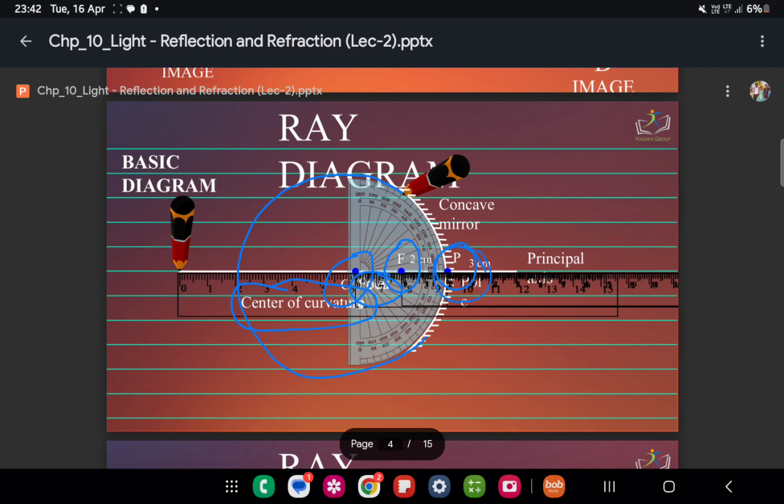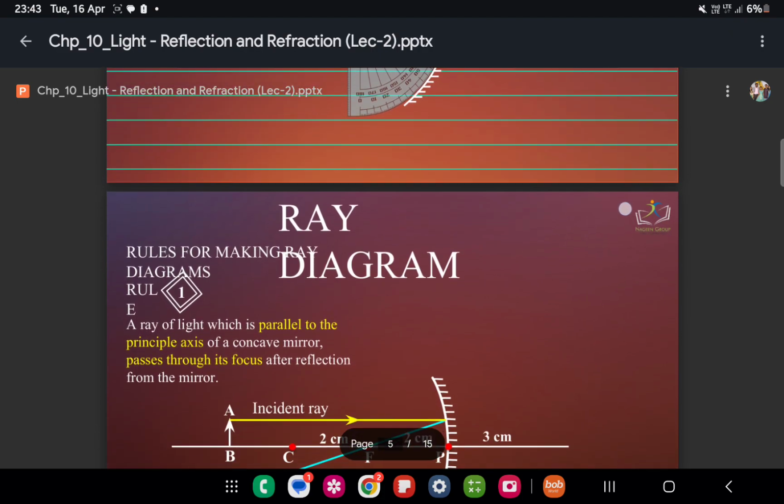And this straight line you are seeing here represents the principal axis. On this principal axis we will get the center of curvature, the focus, and the pole. Already you have learned that the focus is half of the radius. F is equal to R by 2. We have already seen the problem also in the previous video. Next we are coming to the ray diagram.